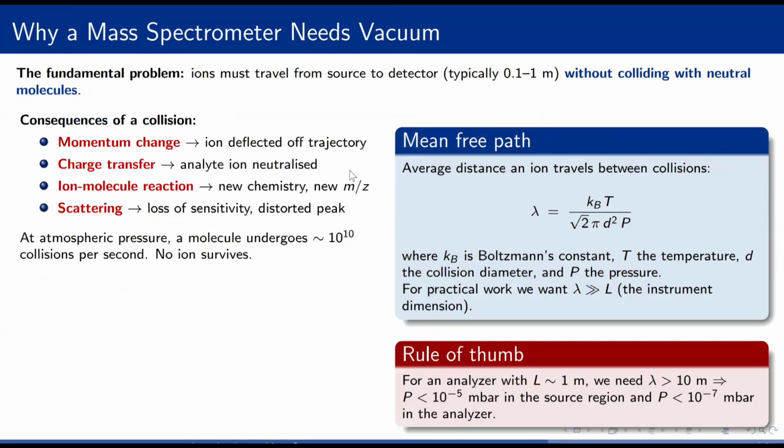Now we come to the one piece of physics that's truly essential for the rest of the module: why mass spectrometers need vacuum. The issue is straightforward. Inside the instrument, we want ions to travel from the source to the detector, typically a distance on the order of 1 meter, on a well-defined trajectory. That trajectory is set by our electric and magnetic fields. If an ion collides with a neutral gas molecule along the way, several bad things can happen.